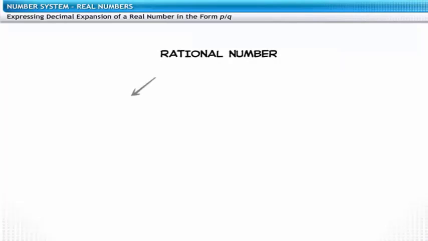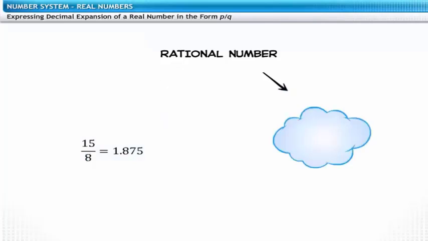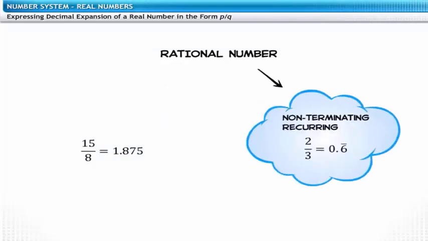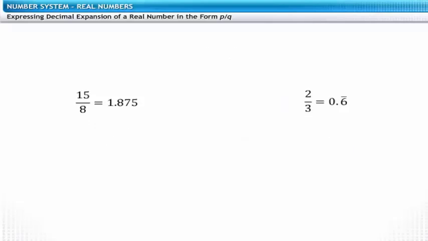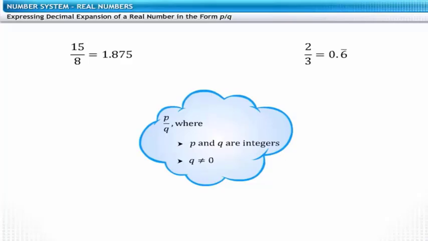All rational numbers can be expressed either as terminating decimal expansion or non-terminating recurring decimal expansion. Let's now express a terminating or non-terminating recurring decimal in the form of p divided by q, where p and q are integers and q is not equal to 0.